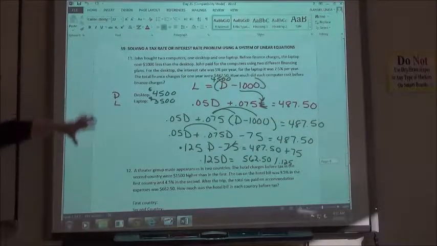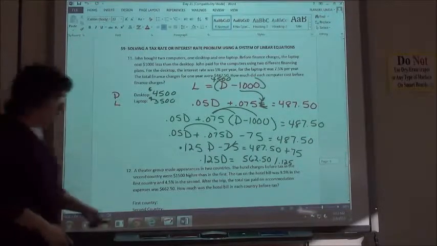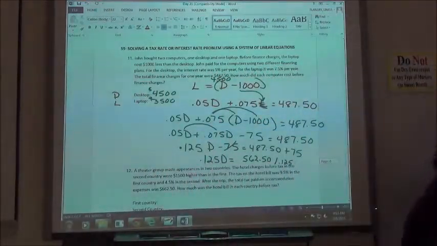So these ones are all going to be very similar to this one here, as far as setting them up and what they're going to look like when you solve them.